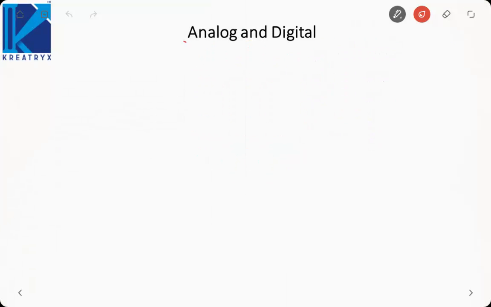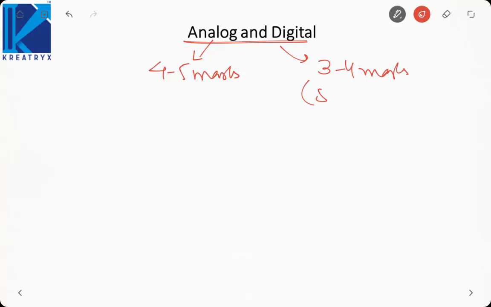The next topic is analog and digital. Now analog will cover around 4 to 5 marks. Digital electronics will be 3 to 4 marks. So this is around 8 to 10 marks totally, including microprocessor. Now you must dedicate 8 days to analog and digital completely.